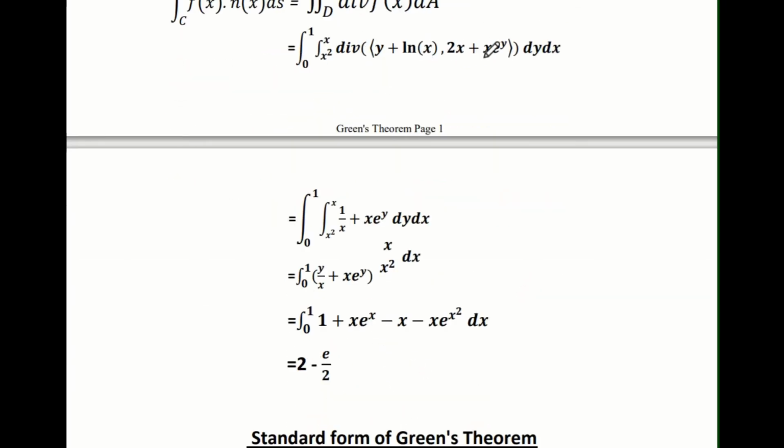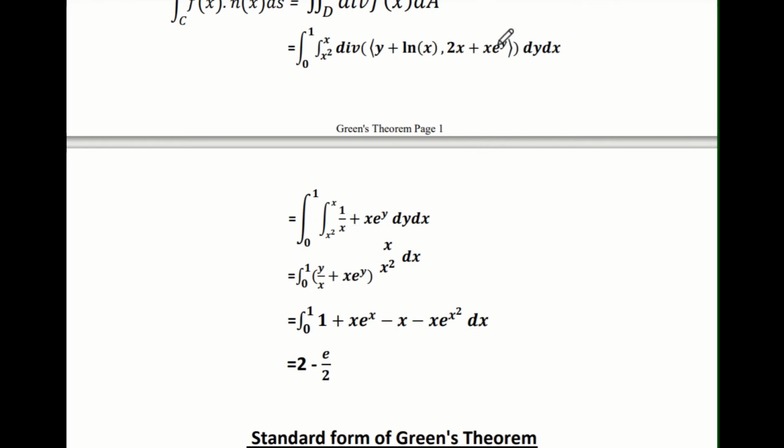So here you just take the divergence of this, which is you take the partial derivative of the first component, which is y plus ln x, with respect to x. You're treating y as a constant, so you're just differentiating ln x, which becomes 1 over x.